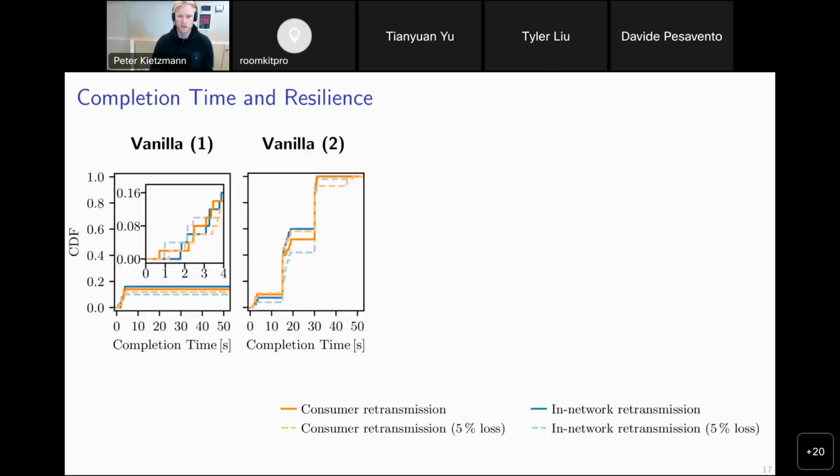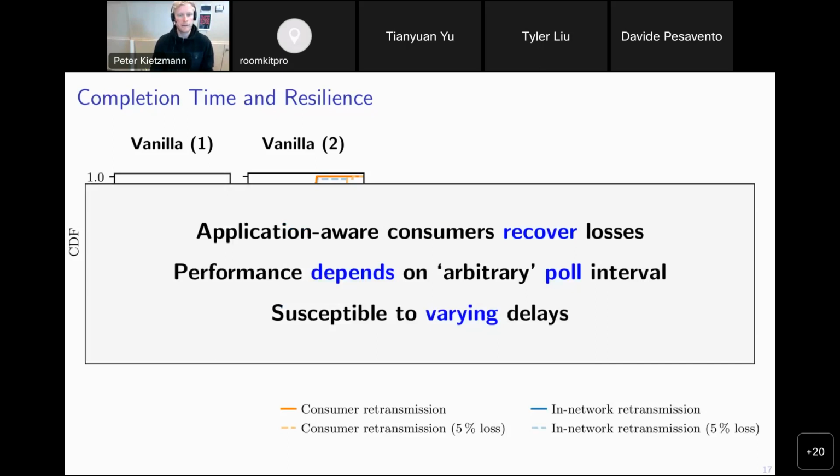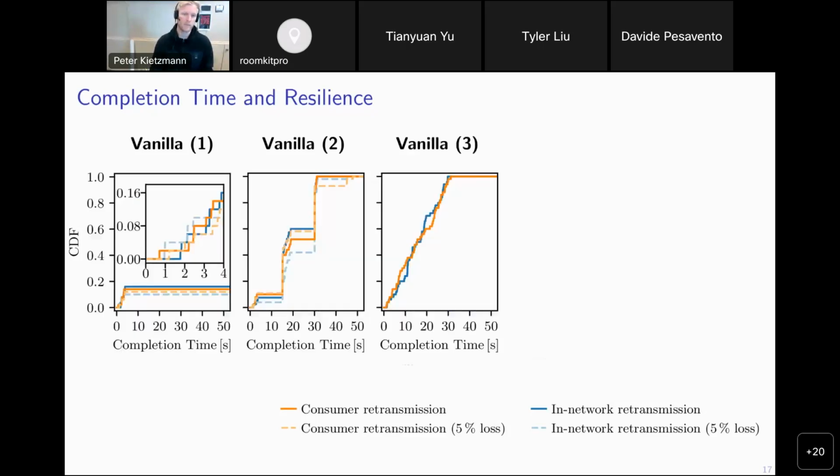Vanilla 2 is the case for a delay-aware consumer. Steps at 15 seconds indicate the retransmission interval of the consumer, and as indicated earlier, this requires on-path PIT state to expire fast, avoiding interest suppression. All transactions finish in less than 45 seconds, regardless of link loss. In short, application-aware consumers can recover losses, but the performance directly depends on the arbitrary poll interval that we have actually set to 15 seconds in our case. So this approach is still highly susceptible to varying delays.